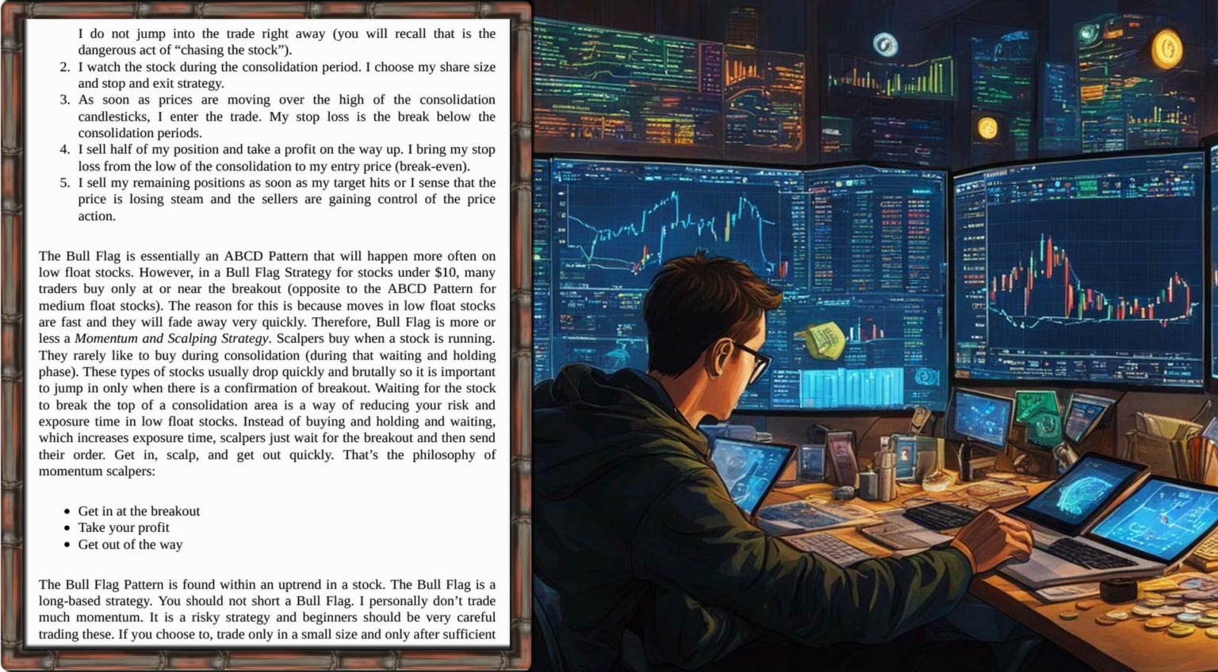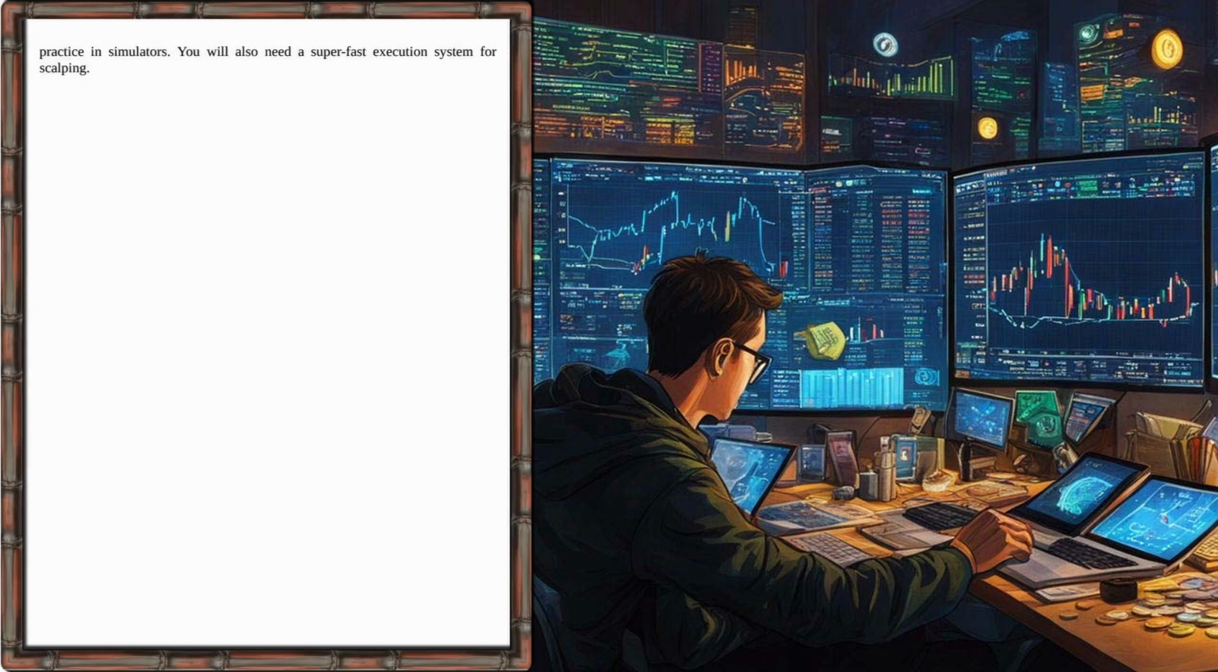The bull flag pattern is found within an uptrend in a stock. The bull flag is a long base strategy. You should not short a bull flag. I personally don't trade much momentum. It is a risky strategy, and beginners should be very careful trading these. If you choose to, trade only in a small size and only after sufficient practice in simulators. You will also need a super fast execution system for scalping.